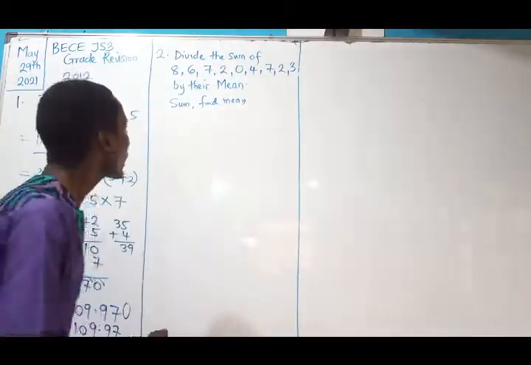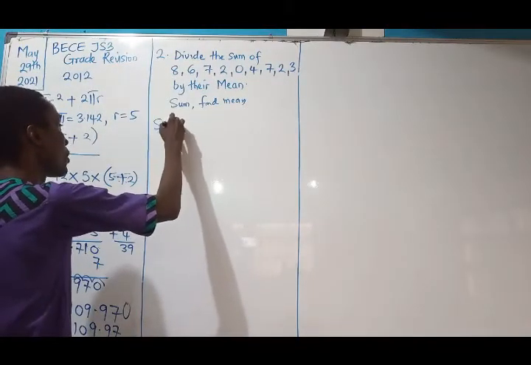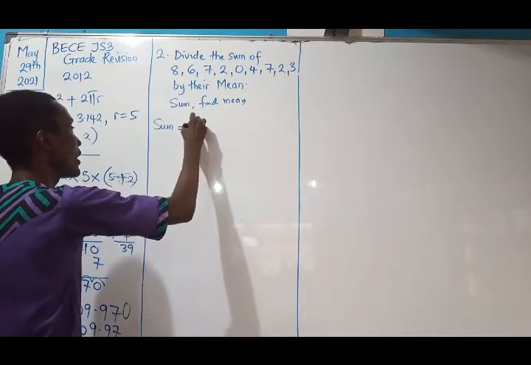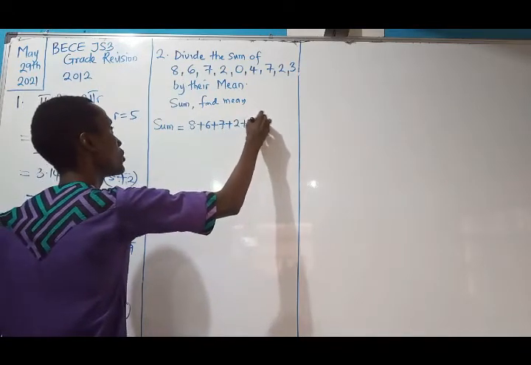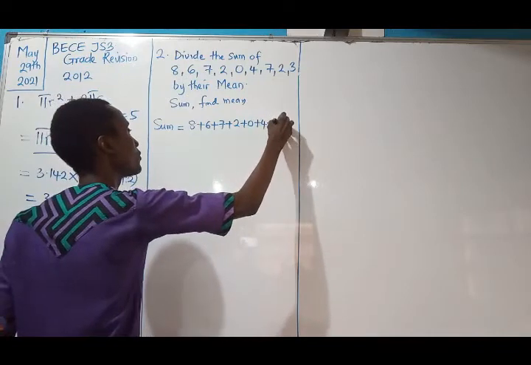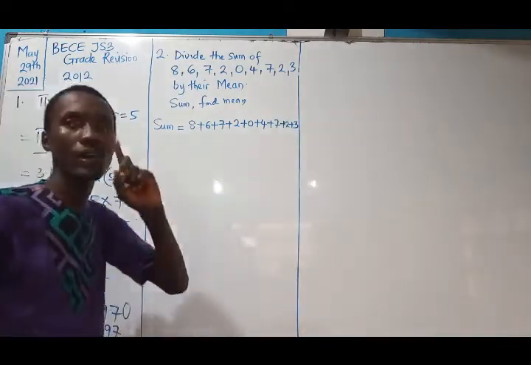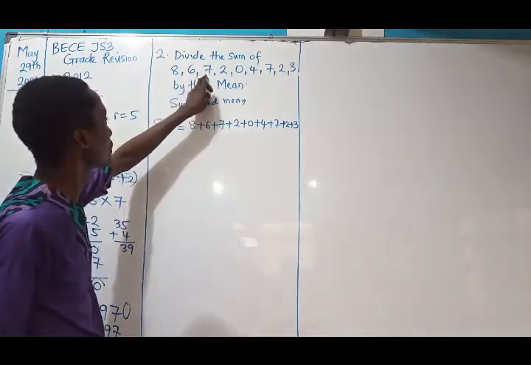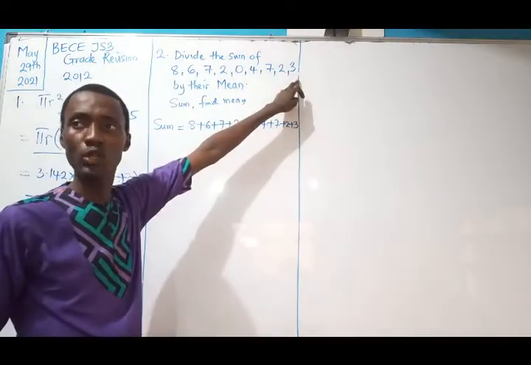Look at this. In adding this, the sum will be equal to, you pick them, 8 plus 6 plus 7 plus 2 plus 0 plus 4 plus 7 plus 2 plus 3. The next important thing is to count the numbers you have. 1, 2, 3, 4, 5, 6, 7, 8, 9. I hope there are 9 numbers there.